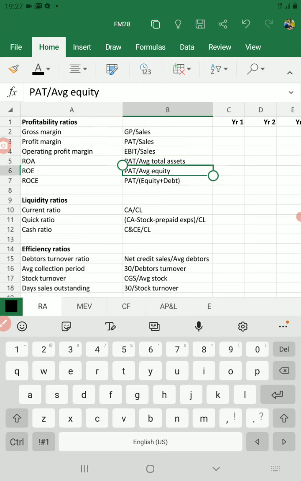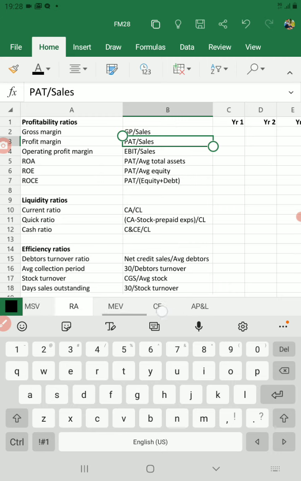Return on equity, we take profit after tax divided by average equity. And return on capital employed, so profit after tax divided by capital employed, which is equity plus long-term debt. So those are the ratios that we are now going to do computations for. Okay, so we will start with our monthly financials.